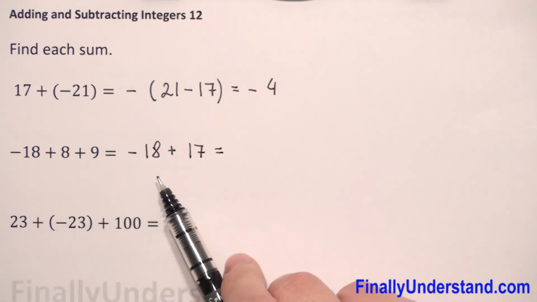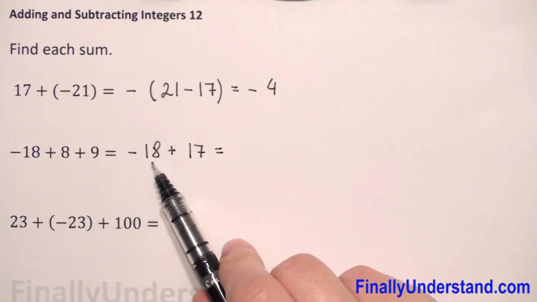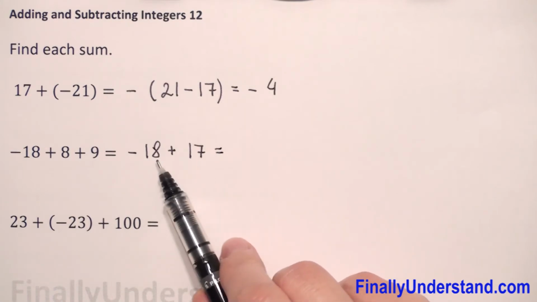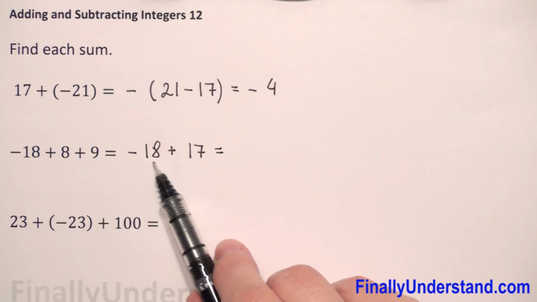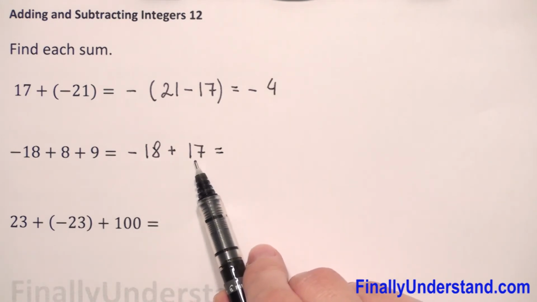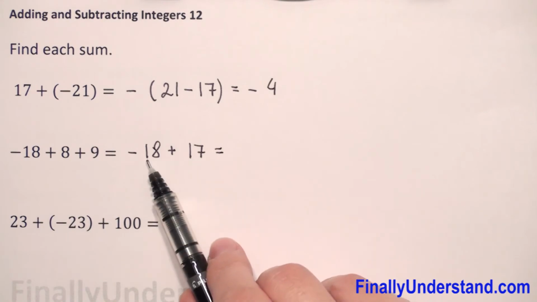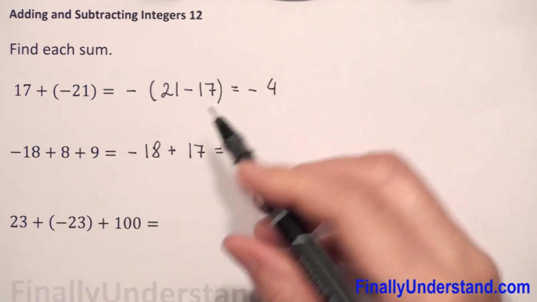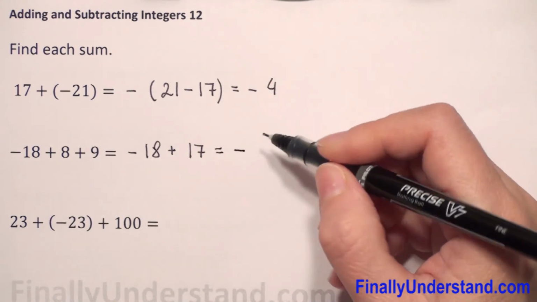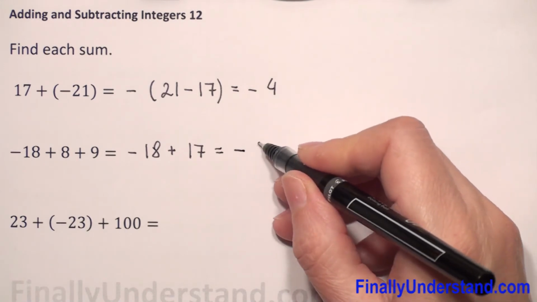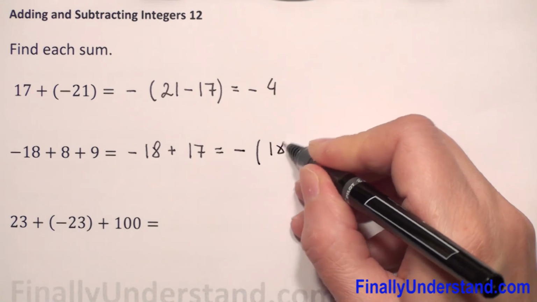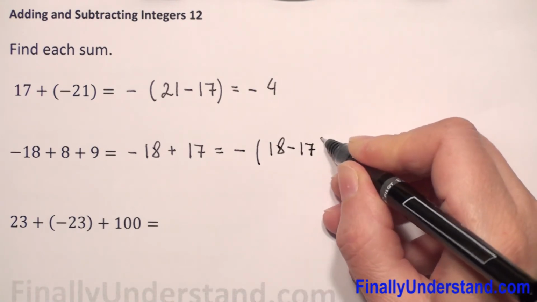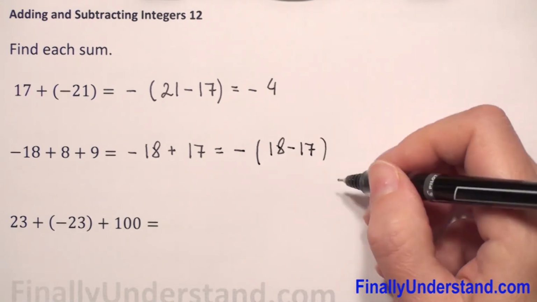First we check which of them is greater. 18 is greater. The number 18 is greater than 17. We forget about the negative sign and just compare the numbers. 18 is greater than 17. Before 18 we have a negative sign, so we copy the negative sign, and in parentheses we just subtract the smaller number from the greater number. So we have 18 minus 17 in parentheses.